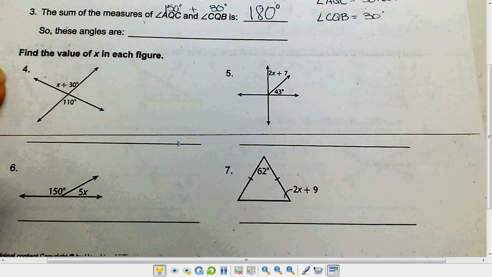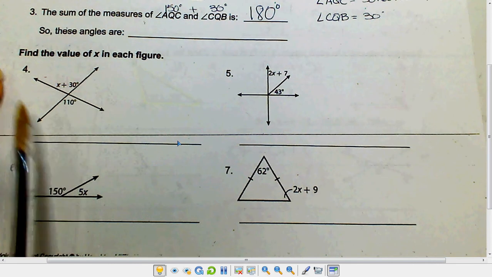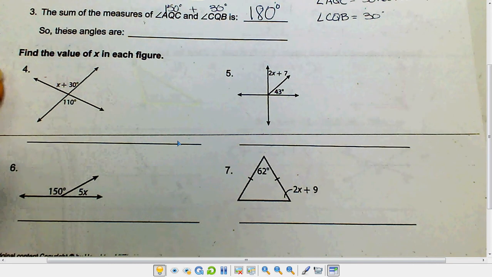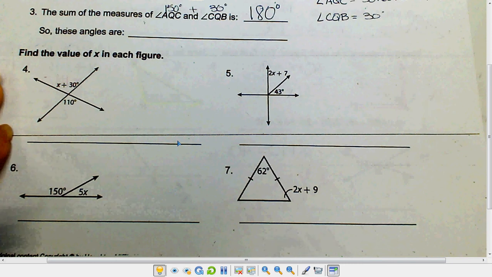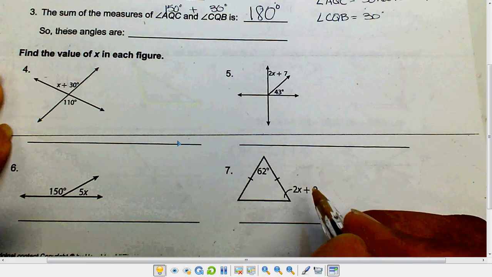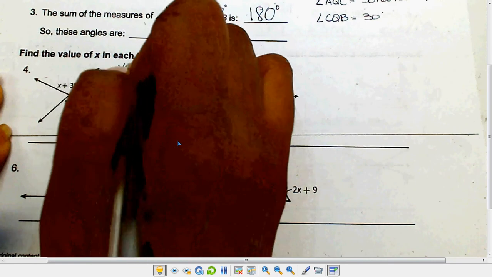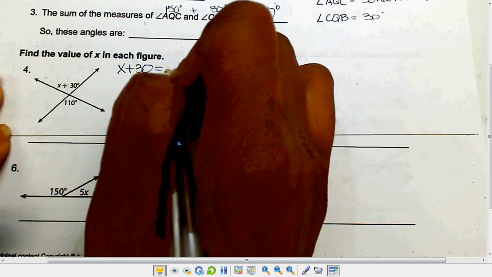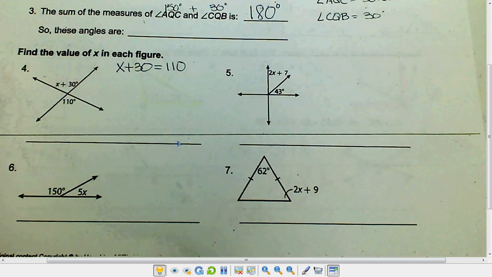Okay, number 4, we have vertical angles. So since we have vertical angles, that means these opposite angles that we see are going to be congruent. So we just got through doing one on the other side. Remember, you're going to set them equal to one another. So my equation is going to be x plus 30 equals 110. Now you should know how to solve that one for x. And remember, solve algebraically. And I'll go ahead and tell you the answer is 80. Now show the work.